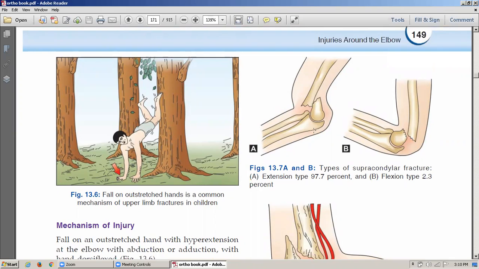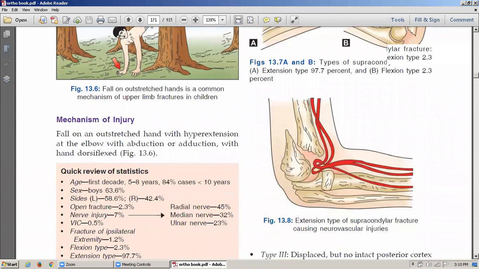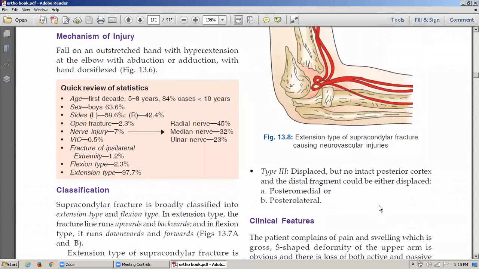When there is a supracondylar fracture, the first type is the extension type. The extension type is commonly present in 97.7% of cases, and the flexion type in 2.3%. This is an extension type of supracondylar fracture, which can cause a neurovascular injury. Here the nerves and vessels are also present. So in the supracondylar fracture, in the extension position, there is a neurovascular injury.